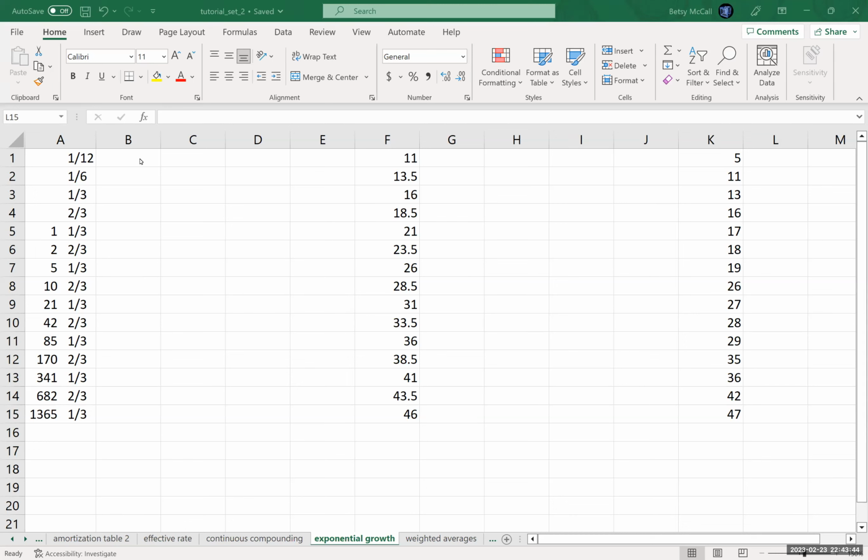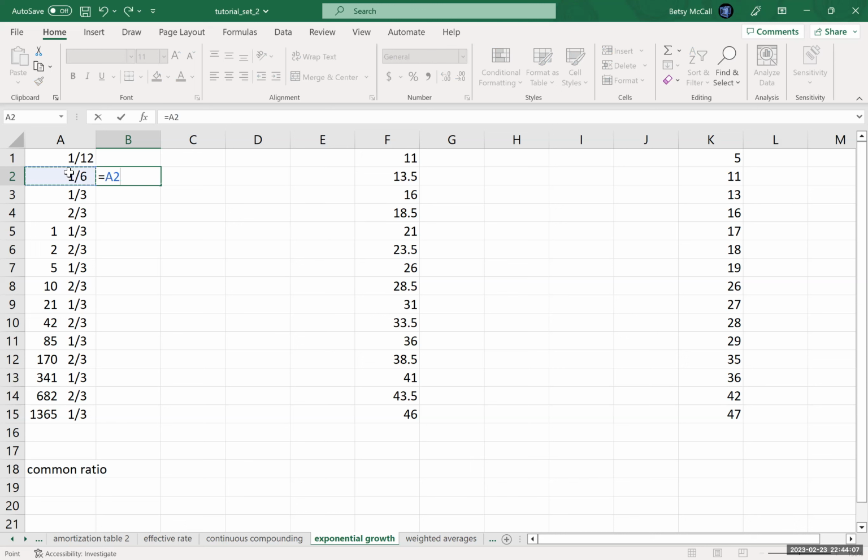And what we're going to show in this example is that this is an example of exponential growth. And for exponential growth, there has to be a common ratio. To calculate the common ratio, we're going to take one of the numbers and divide it by the previous value in the set. So we're going to start with the second one. We're going to take our 1/6 and divide it by 1/12.